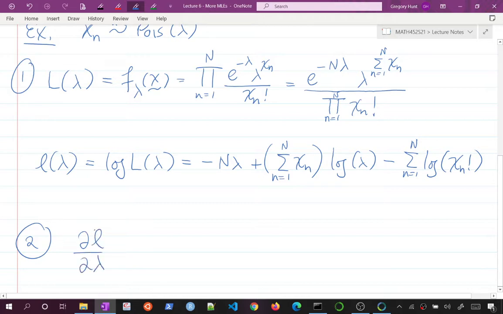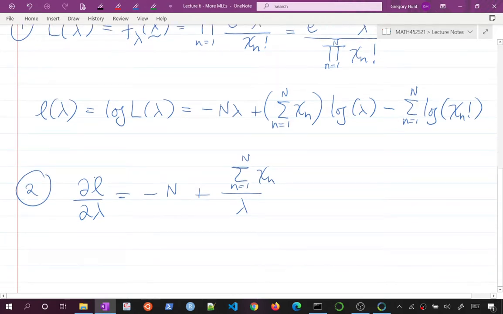Look at dl d lambda. Take a derivative of little l with respect to lambda. Negative n lambda just becomes negative n. And then the derivative of log lambda is 1 over lambda, so I still have my sum up top. And this last term doesn't involve lambda at all, so that goes away. If I set this equal to 0, then I'm going to solve back for lambda. Call that lambda hat.